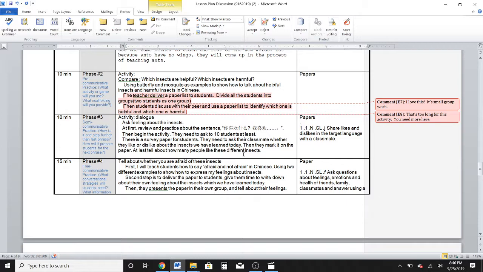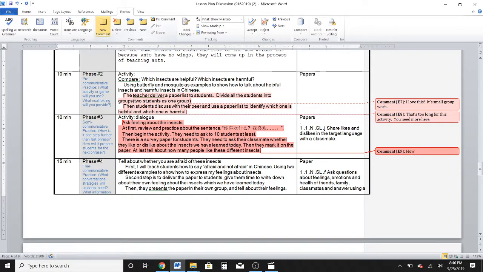So, how does this relate to helpful and harmful? It doesn't. Harmful. I love the survey because it gets the students up and moving. Will they say it in Chinese?